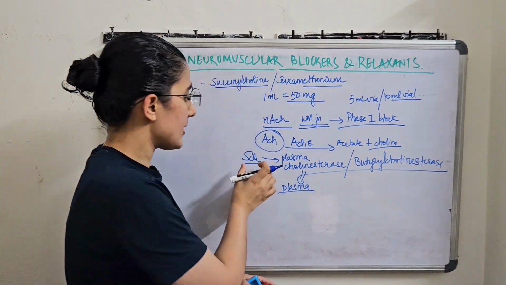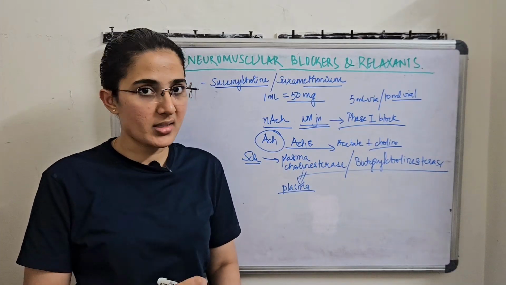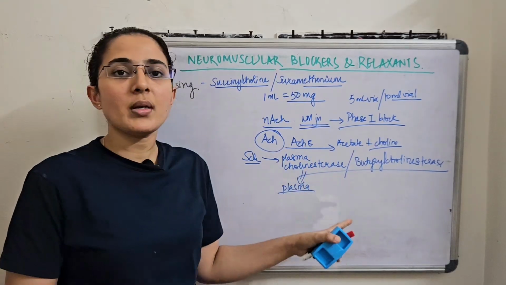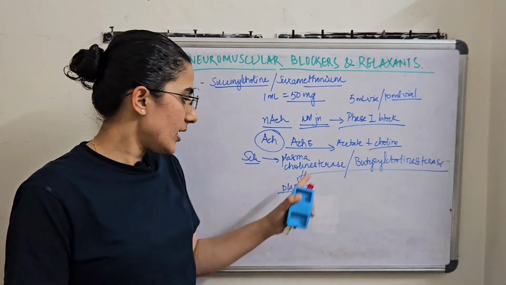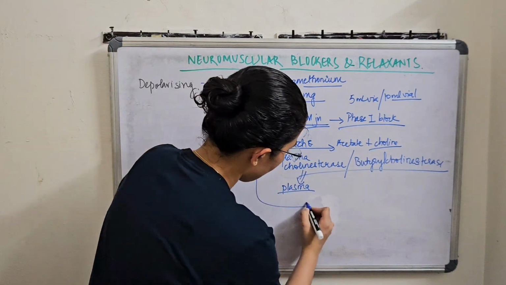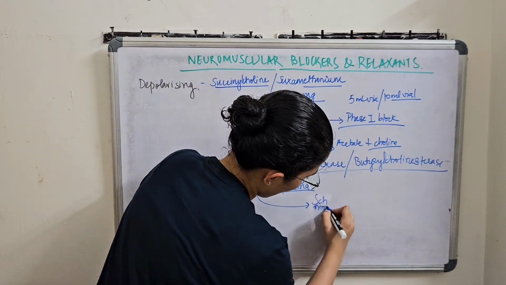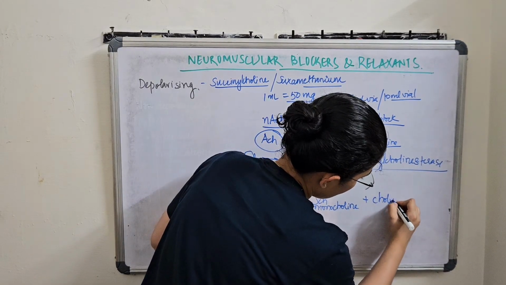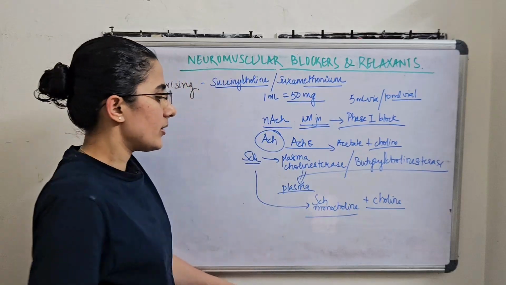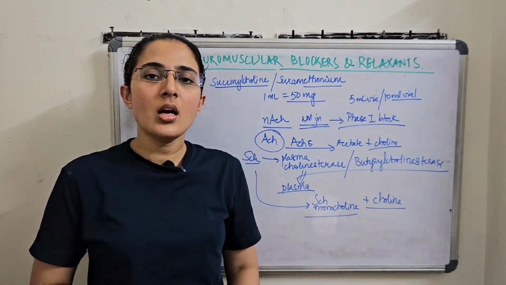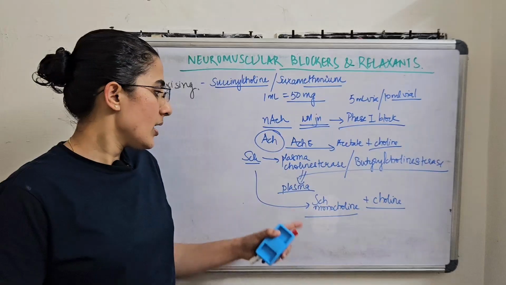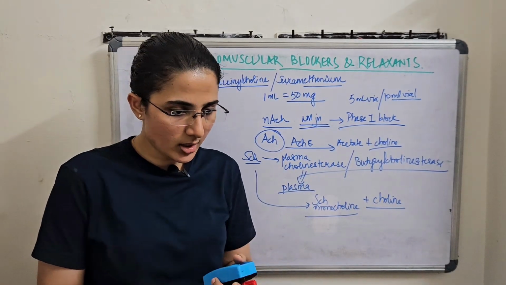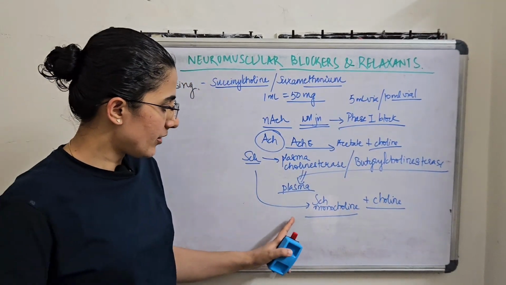Basically Succinylcholine has to diffuse from the neuromuscular junction and go into the plasma, where it is degraded by the plasma cholinesterase or the butyl cholinesterase, forming succinyl monocholine plus choline. These are the two compounds which are formed from the degradation of Succinylcholine in the plasma. This is the pharmacokinetics.